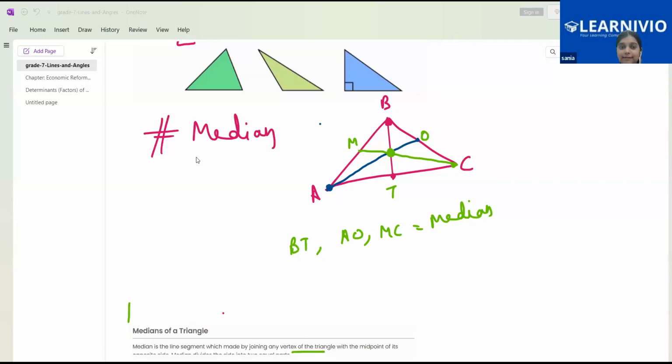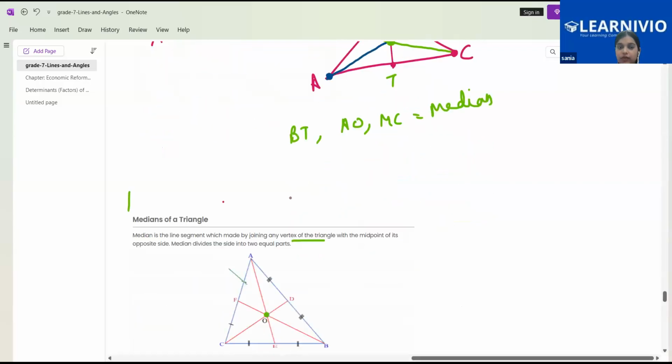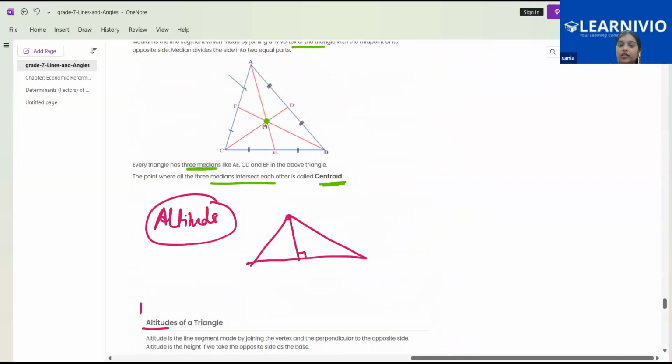Ma'am, the angles have to be below 180, right? Yes, less than 180, only more than 90 for obtuse. And now coming to median. A median starts from a vertex and joins the midpoint of the opposite side. That is called a median. And where all the medians meet, that point is called the centroid.